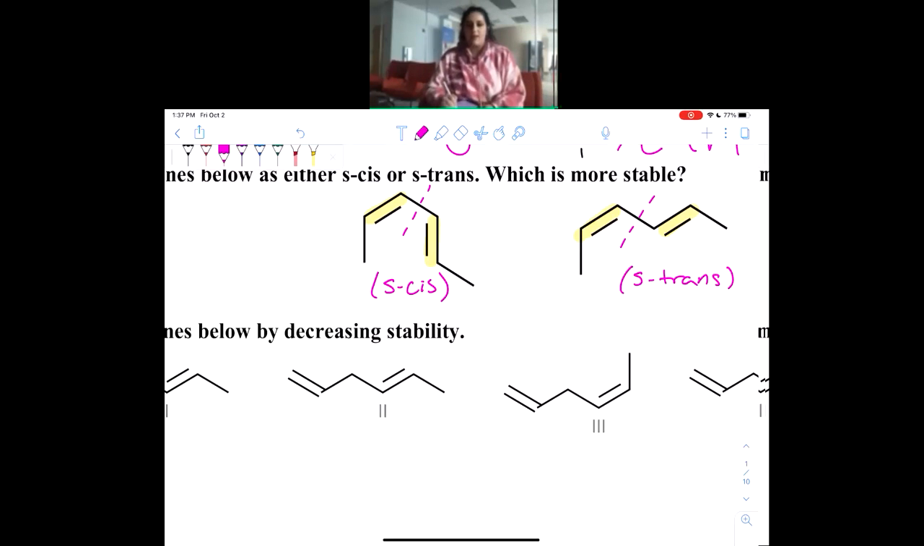So which one would be more stable? S-trans, cool. All right, so we have that, but I also want to take this as an opportunity to practice configuration. So I'm going to split the double bond. And now one group is down, the other is also down. Is that E or Z? Z, super. And now the other side, up, down, or left, right. You can think of it whatever way you want. E, perfect.